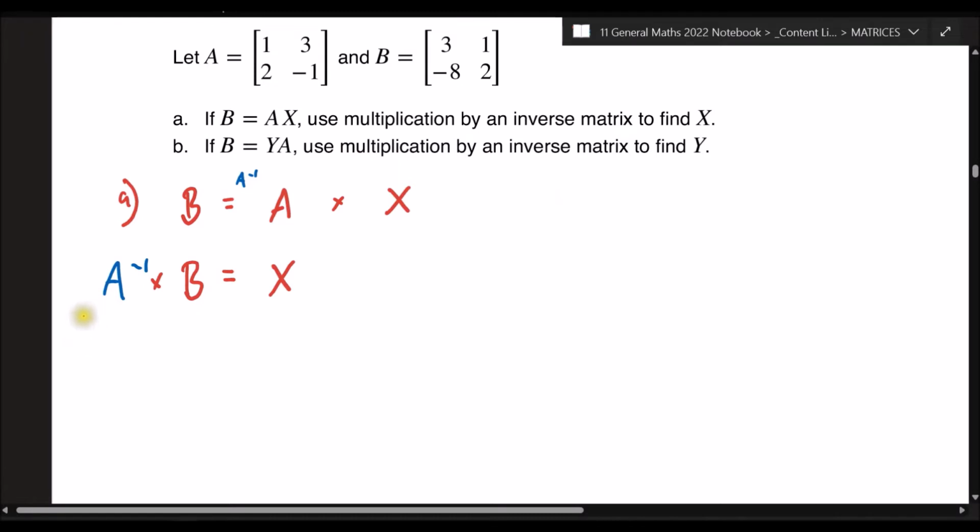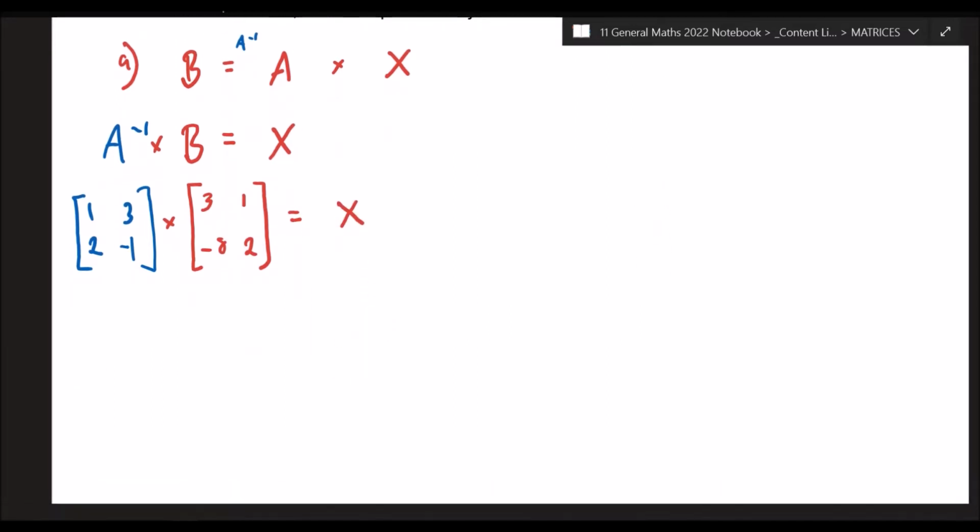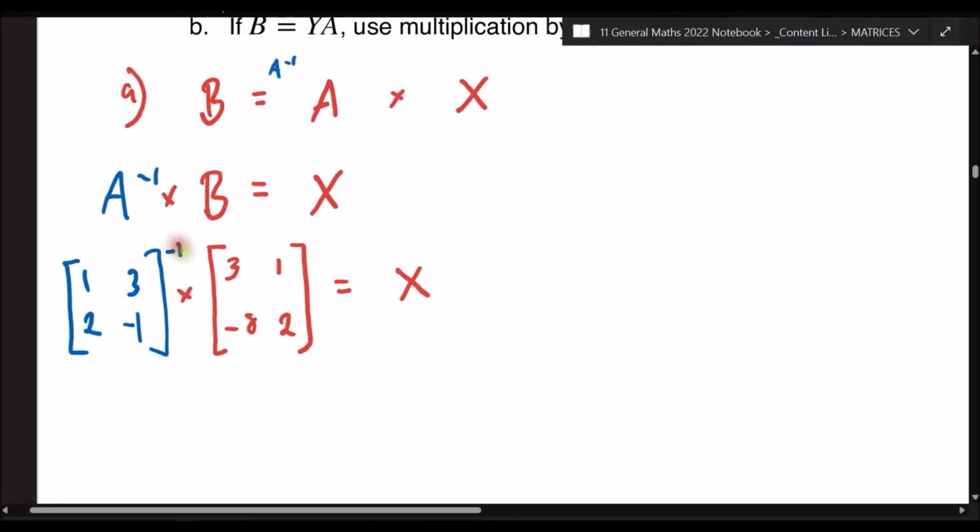So matrix A is there: 1, 3, 2, -1. And then times matrix B. Give yourself space when you do this. 1, -8, 2 is equal to matrix X. So we're trying to figure out what X is. Oh, I forgot. Make sure you put the inverse there. It's A inverse. So don't forget that inverse.